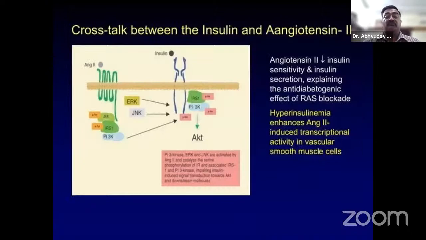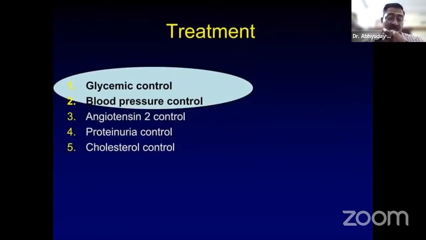Then we have a crosstalk between insulin and angiotensin 2 also. Angiotensin 2 reduces the insulin sensitivity and insulin secretion, which explains the anti-diabetogenic effect of RAS blockade. And the hyperinsulinemia enhances the angiotensin 2 induced transcriptional activity in vascular smooth muscle. So when we take care of this angiotensin 2 receptor blockage, we take care of the processes also, including the insulin secretion and sensitivity.